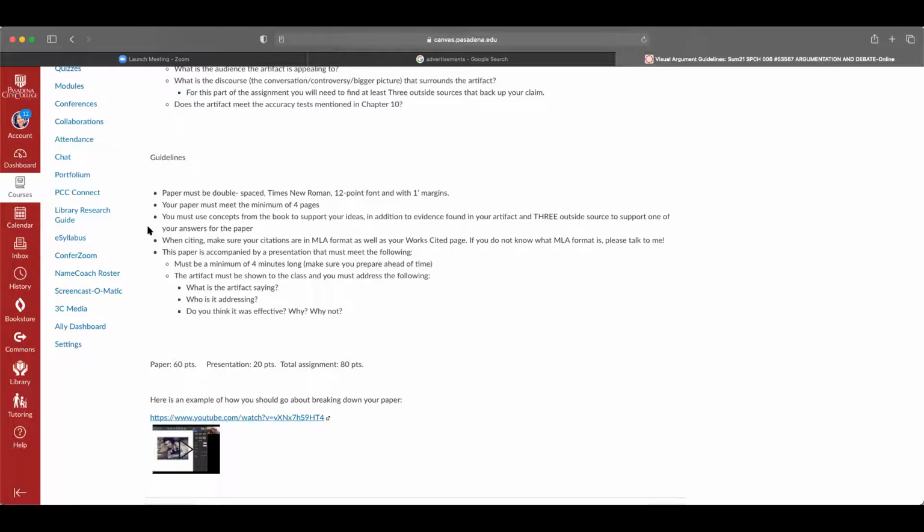Obviously, when you're looking at the audience, you're also going to be using concepts from chapter 3, which discusses audience analysis. Make sure that you use in-text citations in MLA format when you are referring to the 3 outside sources in your paper. Also make sure that you have a works cited page that lists the sources you are using in your paper. If you have questions about MLA format or anything like that, shoot me an email. I'll send you a link to a website that can help you use MLA format in an effective manner.